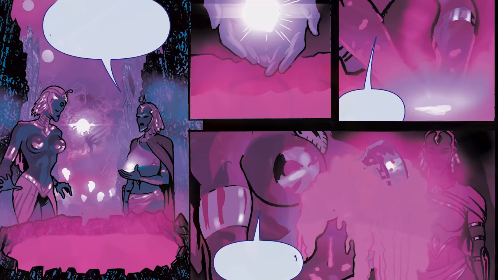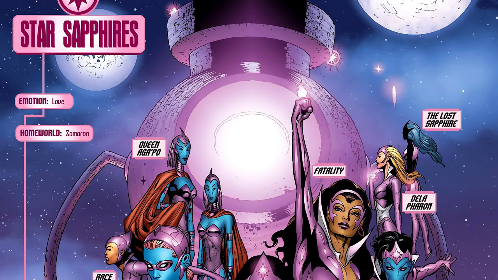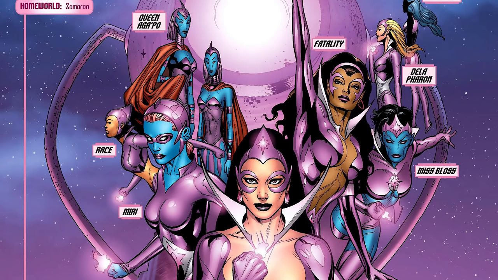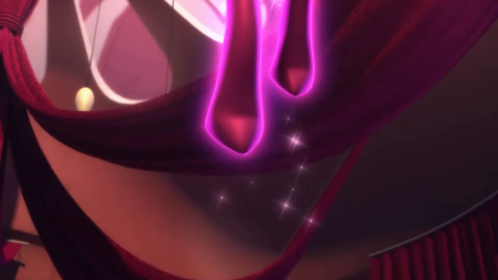The other extremity of the emotional spectrum harnesses the raw, wild power of love from the Star Sapphire gem found on the homeworld of the Zamarons. Unlike other Lantern Corps, however, the Star Sapphires don't enforce initiation, instead allowing prospects to choose whether they want to serve in the War of Light or not. Once they have accepted, however, their duties and powers are almost identical to that of a Green Lantern's.